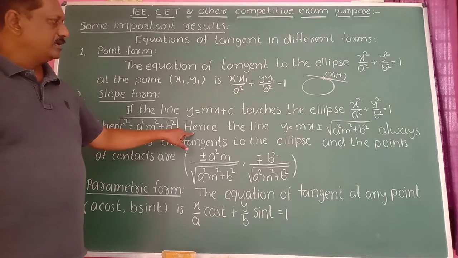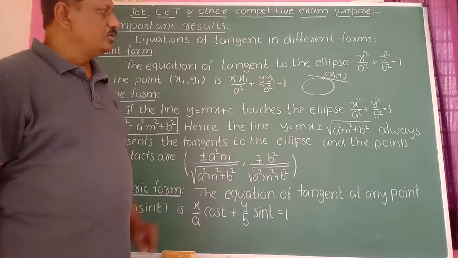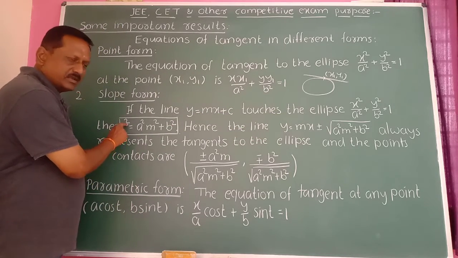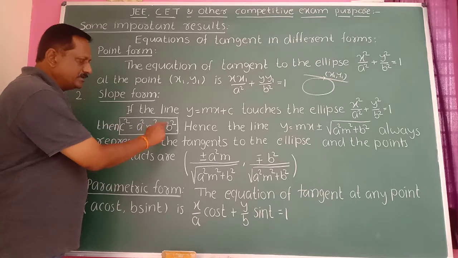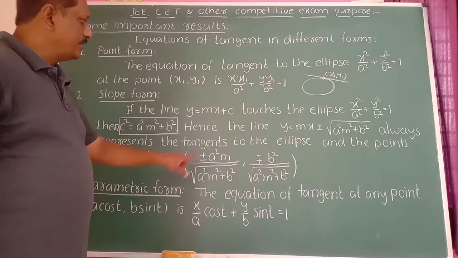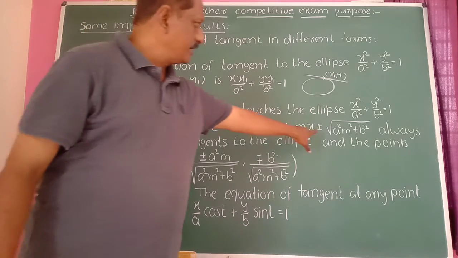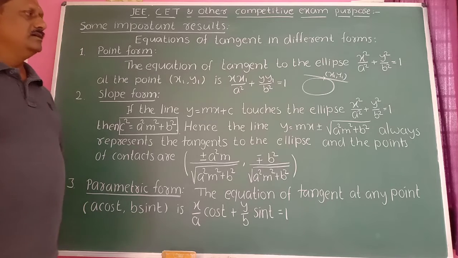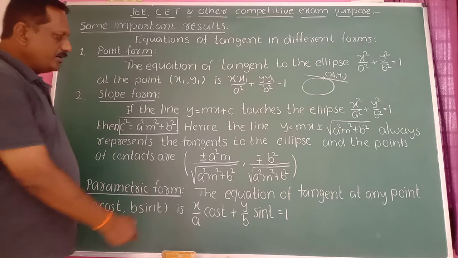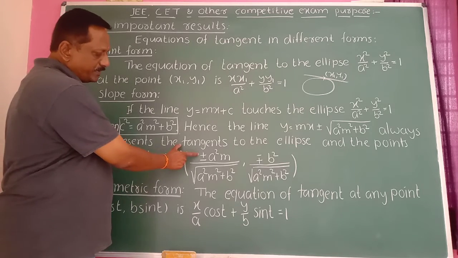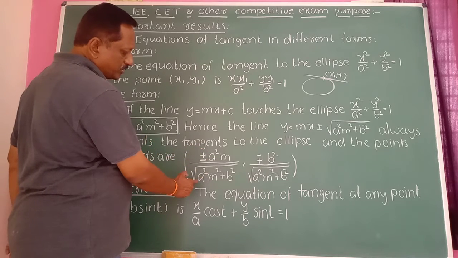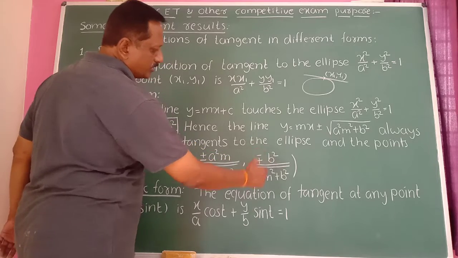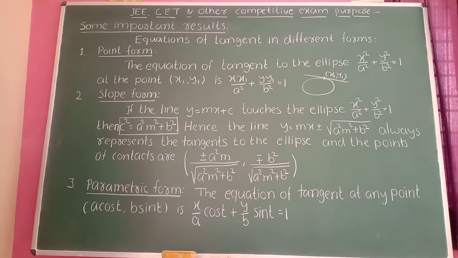Next, hence the line y = mx ± √(a²m² + b²). Taking the square root of the right-hand side, it becomes the root of this term, so we use that c value. Replacing, we get this equation. Both are equations of tangents to the ellipse, and the point of contact is given by ± a²m/√(a²m² + b²), ∓ b²/√(a²m² + b²).